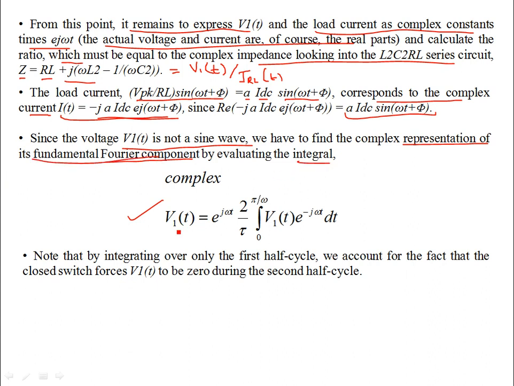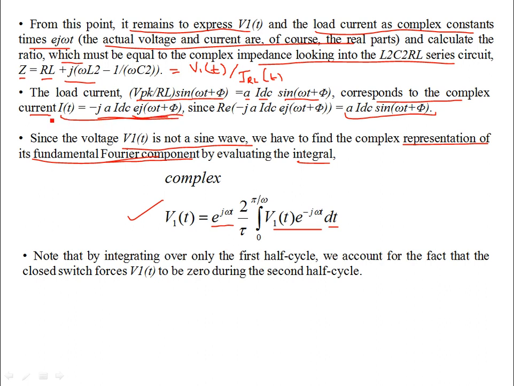So the complex of V1t is 2 over tau. So we take the integration over half the cycle, the half where v1t is not 0. The integral of v1t e to the minus j omega t dt gives you the fundamental Fourier component, the fundamental frequency, and then the complex of this is again multiplied by e to the j omega t, as we have done before over here as well for the complex.